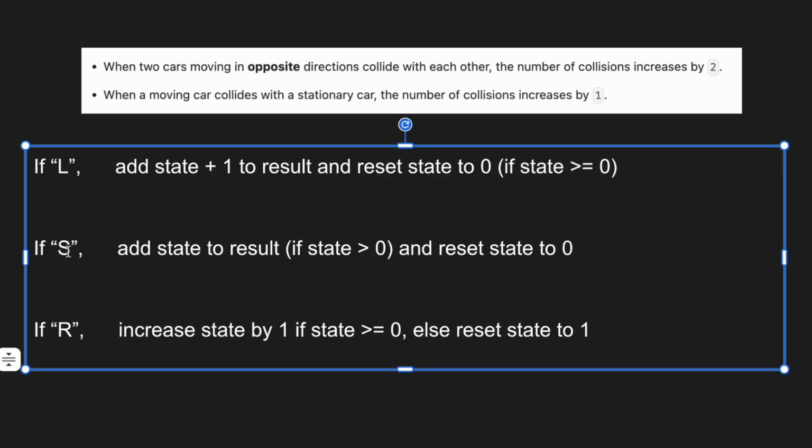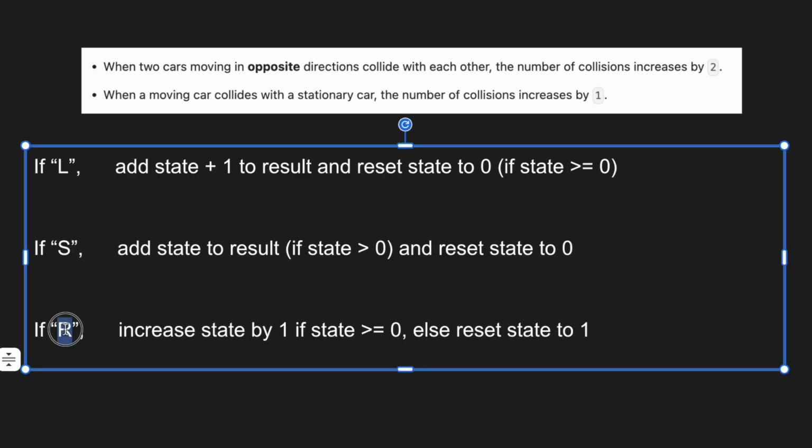Now, if the current car is staying, we will add the value state to result if state is greater than 0. So that's the number of cars moving right. And we will reset state to 0 because now all the cars have crashed and are in a staying position. And if state is less than 0, then we just need to reset state to 0 because now the traffic will be in a staying state.